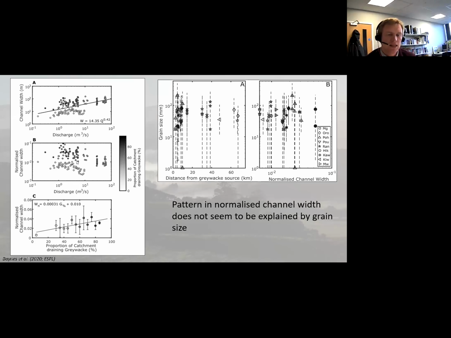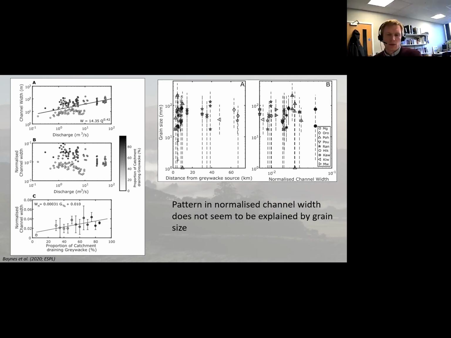The reason we tested this was because we were thinking that maybe the highest normalized channel widths were purely because they were close to the source of the greywacke. So the greywacke is larger, and therefore maybe it's having a bigger impact when it hits the channel banks, and then decreasing because the grain size is smaller. But that doesn't appear to be the case in our measurements of the grain size. In any case, a really interesting finding here from the Rangitata is that there appears to be, whether it's a threshold or just an on-off switch, effectively, the presence of bedload causing this channel widening compared to the catchments which don't.